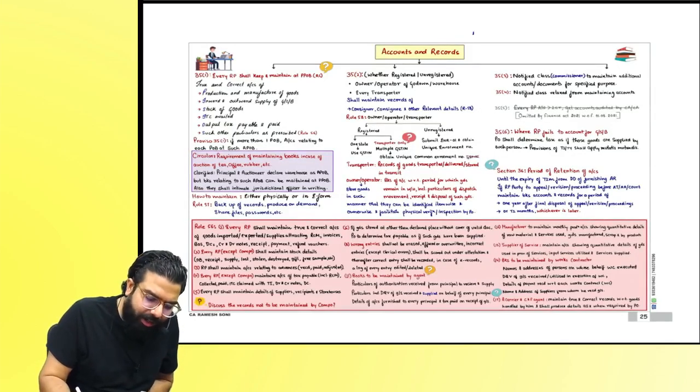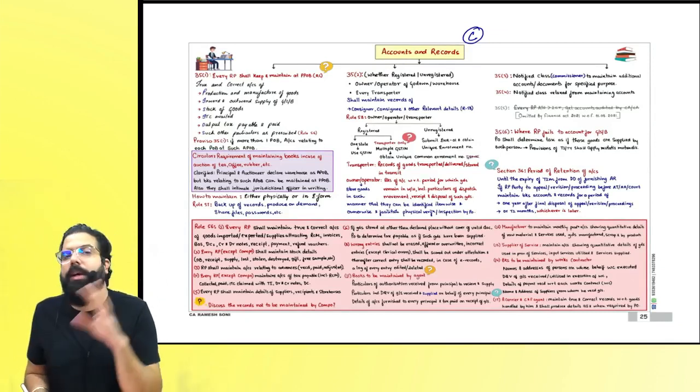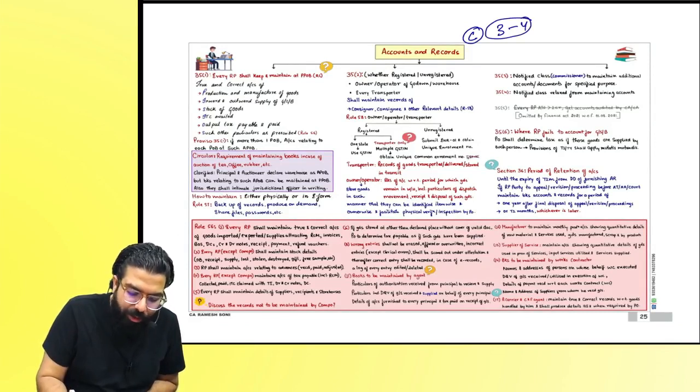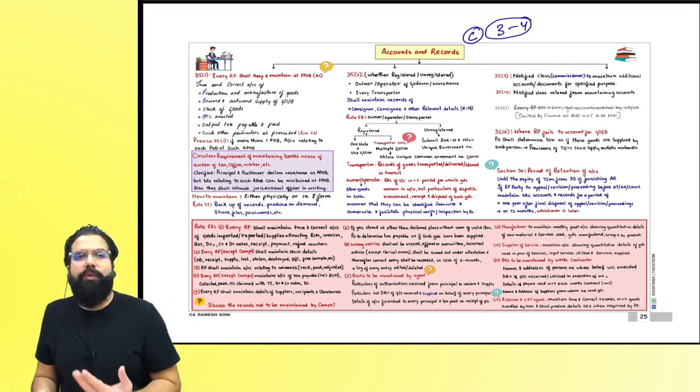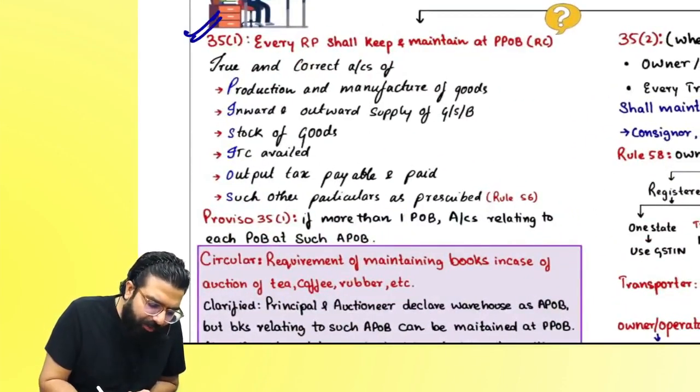Sir, a C graded chapter. The maximum expected marks can be 3 marks in the exam. 3 to 4 I will say, because a 1 mark MCQ also by chance they added. So 3 to 4 marks is the maximum expected in the exam. Section number 35, let's go ahead and start with.